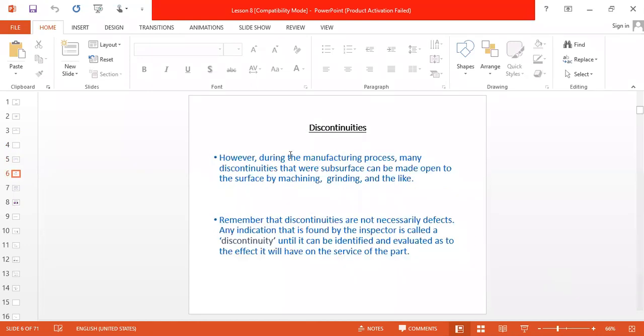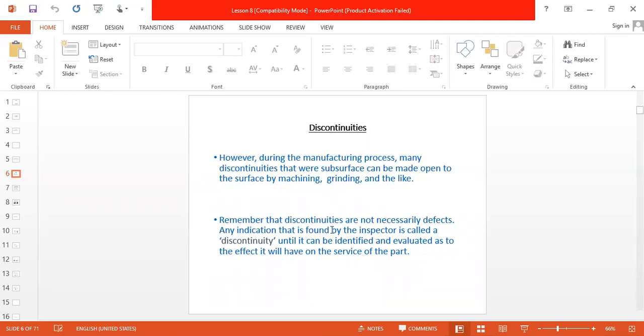However, during the manufacturing process, many discontinuities that were subsurface can be made open to the surface by machining, grinding, and other ways. For example, suppose you have one rolled bar and there is one discontinuity just 1 millimeter from the top surface. You are doing machining and removing the 1 millimeter outer layer, then that discontinuity may be opened.